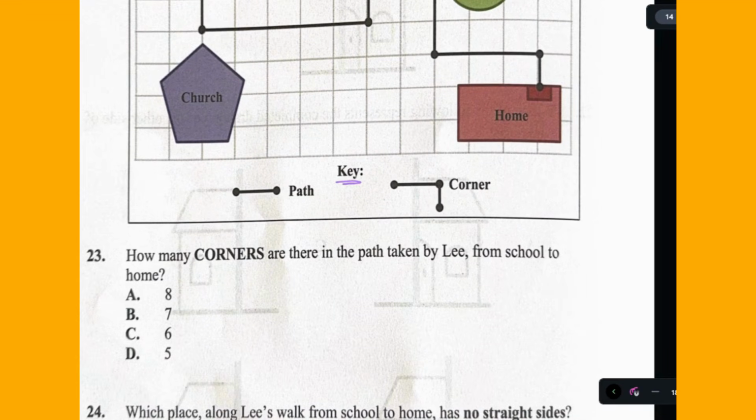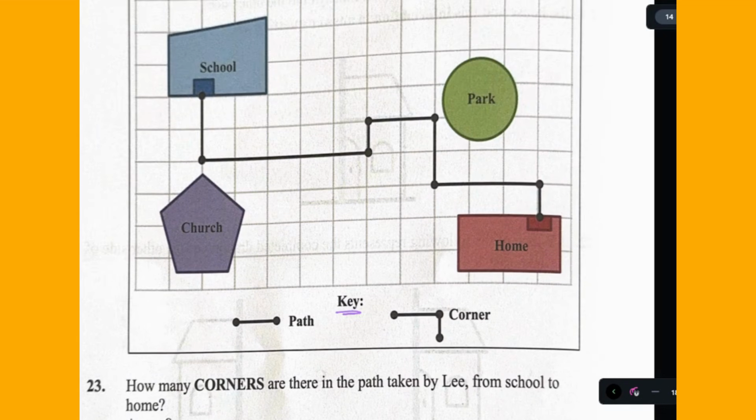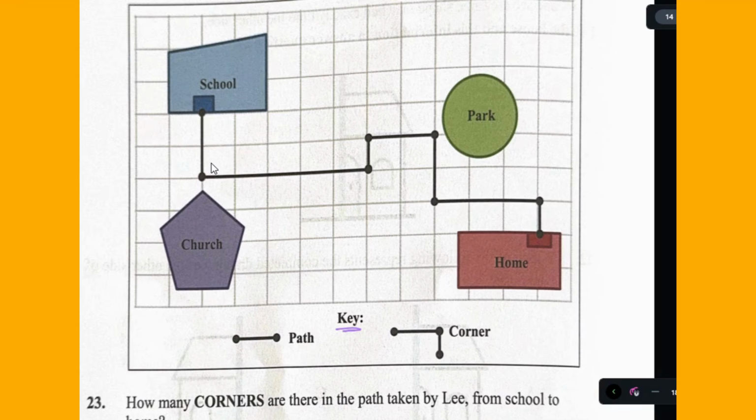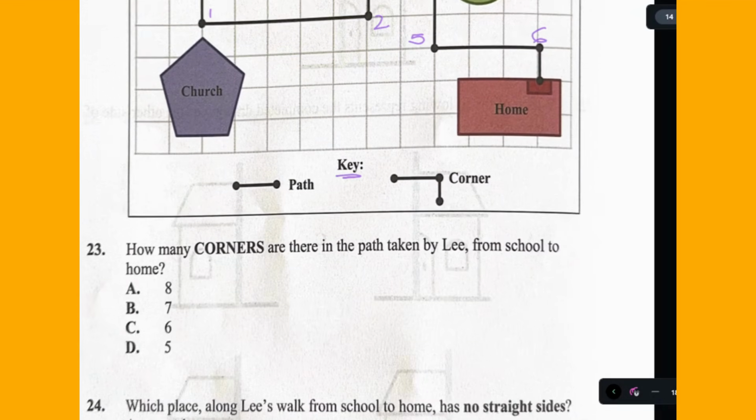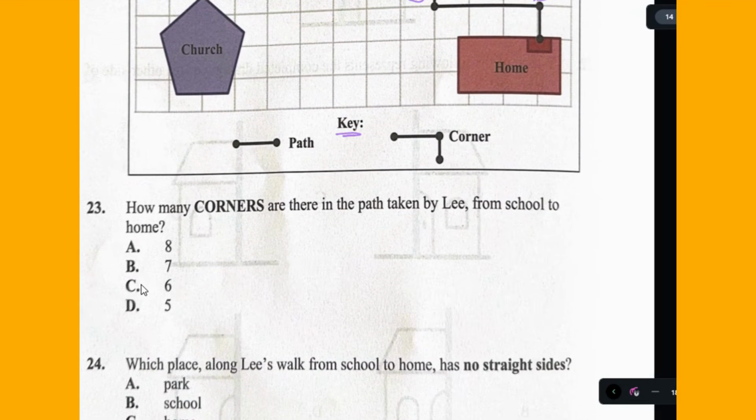So let's just look at question 23. How many corners are there in the path taken by Lee from school to home? So let us count the corners. 1, 2, 3, 4, 5, 6 corners. So we're going to choose option C.